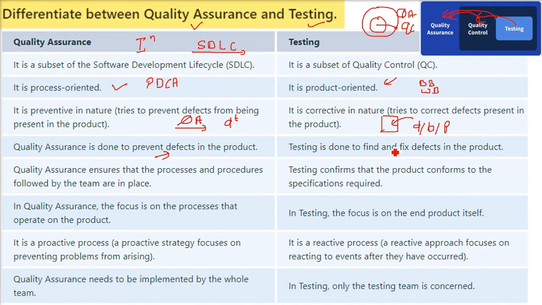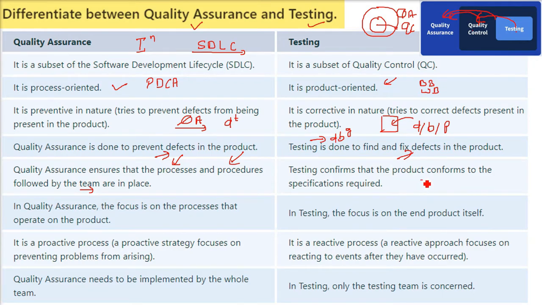Testing is done to find and then remove or fix the defects in the product, because testing is followed by debugging, which is removing the errors or bugs. Quality assurance ensures that the processes and procedures followed by the team are in place, which are set in the quality assurance or quality plan. This is what you have to do. These processes have to be followed. This is when you can assure your stakeholders, this is a quality product.